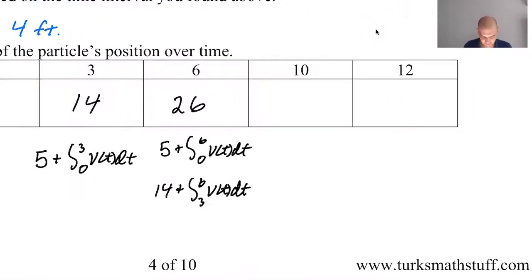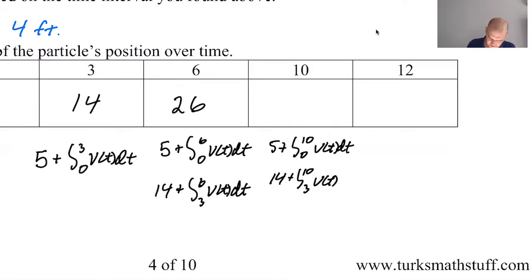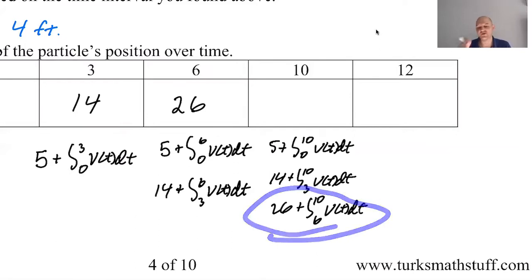Okay, so for 10, we have 3 options. We could go 5 plus the integral from 0 to 10 of v of t dt. We could go 14 plus 3 to 10 of v of t dt. Or we could go 26 plus 6 to 10 of v of t dt. And you can probably guess which one is the best. This is the best because you just want to keep moving.